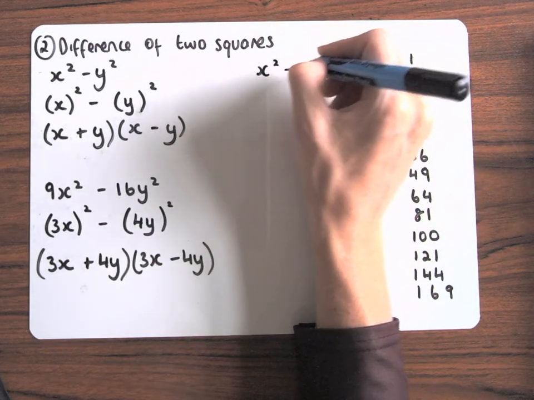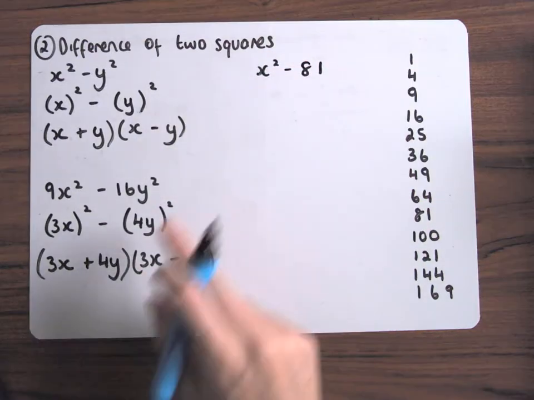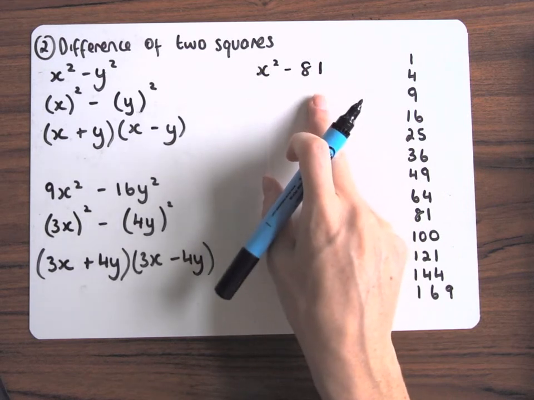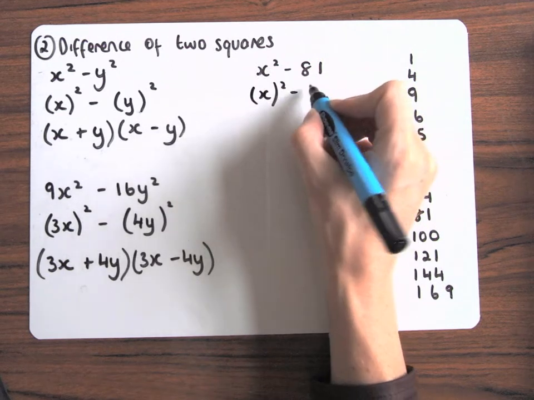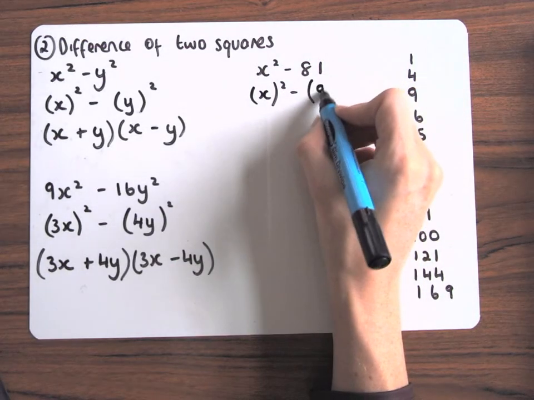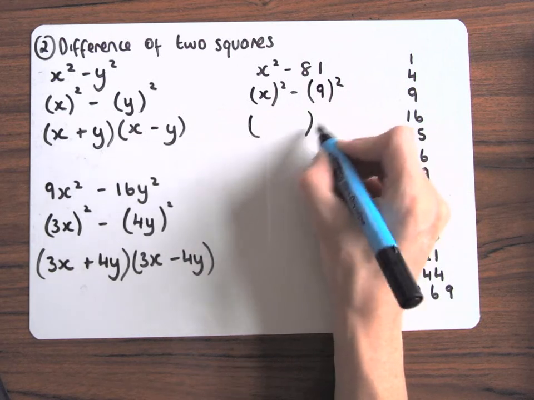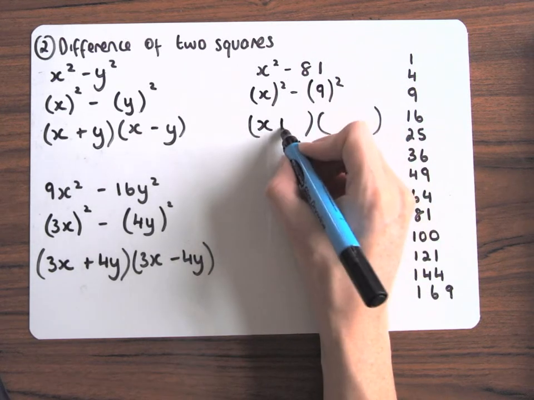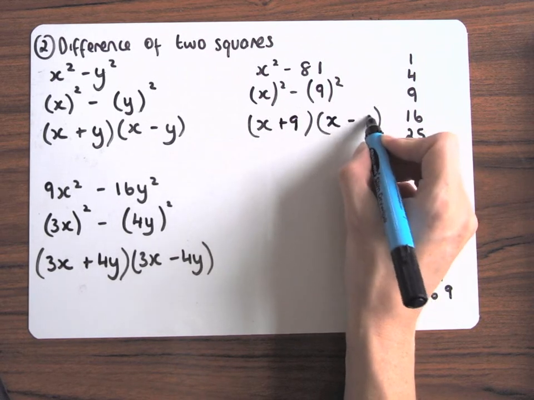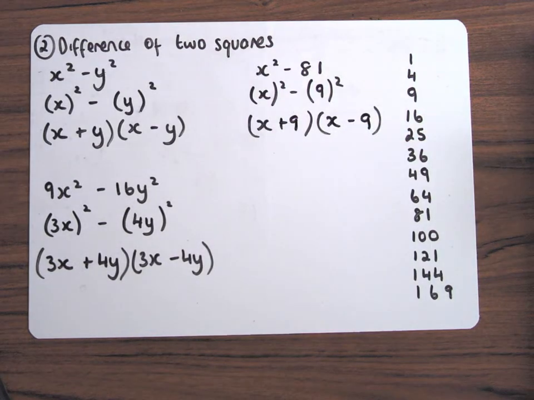And then you leave it at that. That's it, done, yeah. What about this one? X squared minus 81. So this is x to be squared and this is 9 to be squared. X plus 9, x minus 9. That's fine, isn't it? Great.